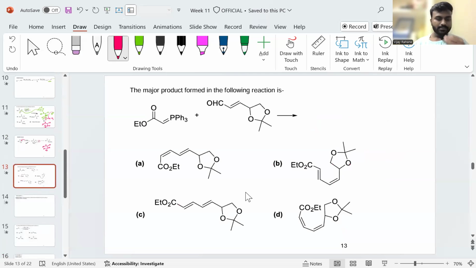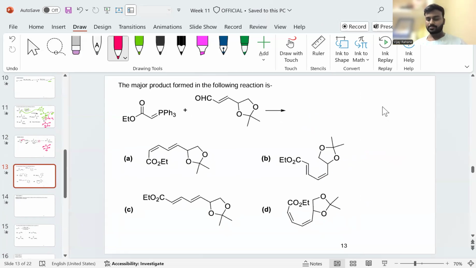So we have the next question, which is the major product formed in the following reaction. So whenever you are going to solve any question, always look at the startings, observe the startings and the reagent. So in this, what are the starting materials we have? This is the P double bond CH2, PPh3. That's the Wittig salt. And here we have the aldehyde. And we know the reaction of Wittig salt with the aldehyde.